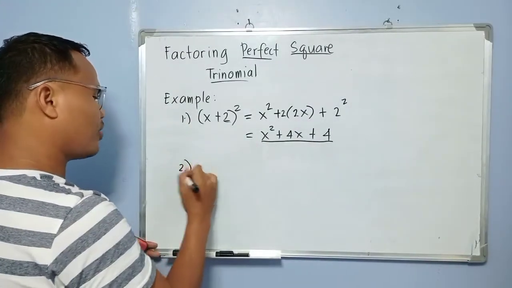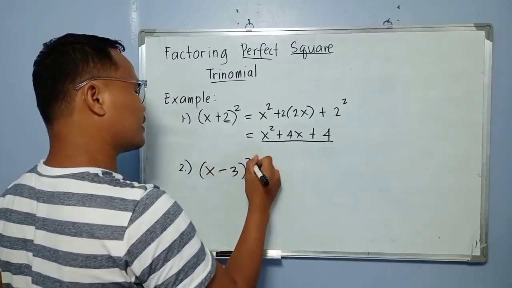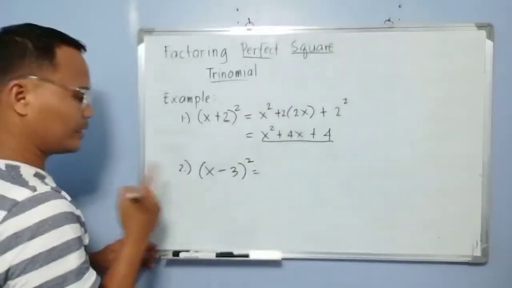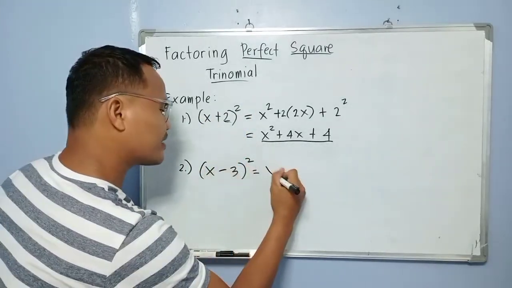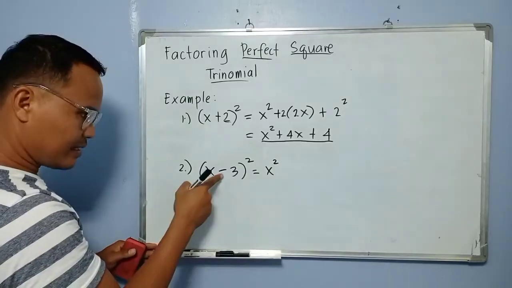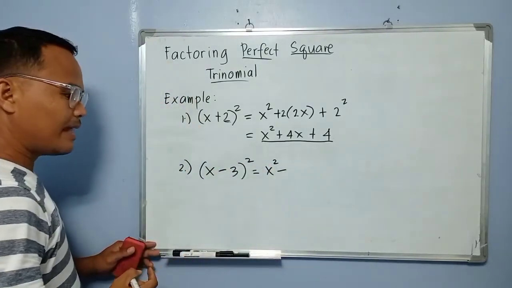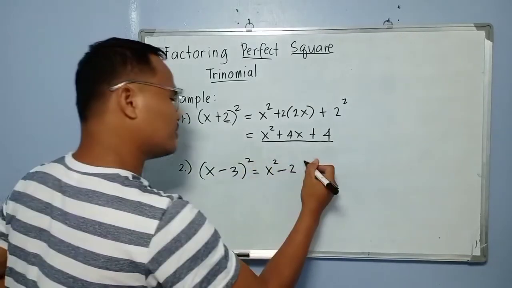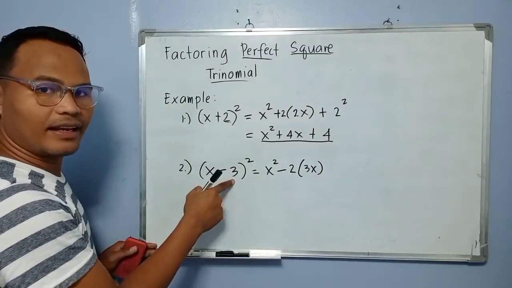Another one: x minus 3 quantity squared. We are going to make this into a perfect square trinomial. The process is the same. Just square the first term, we have x squared. Since our operation is minus, we have minus. And then twice the product of the two: the product of x and 3 is 3x, times 2.